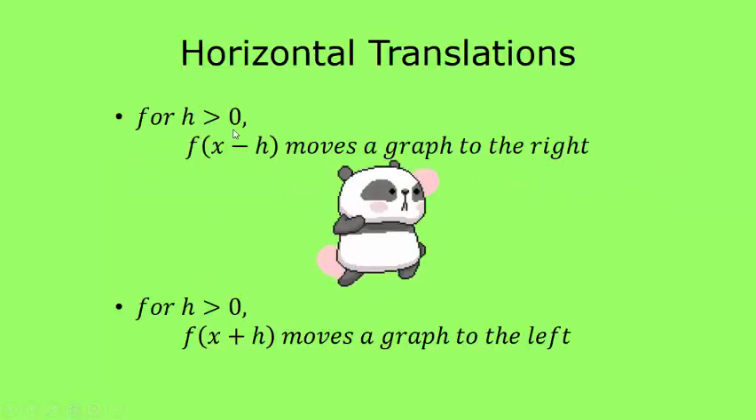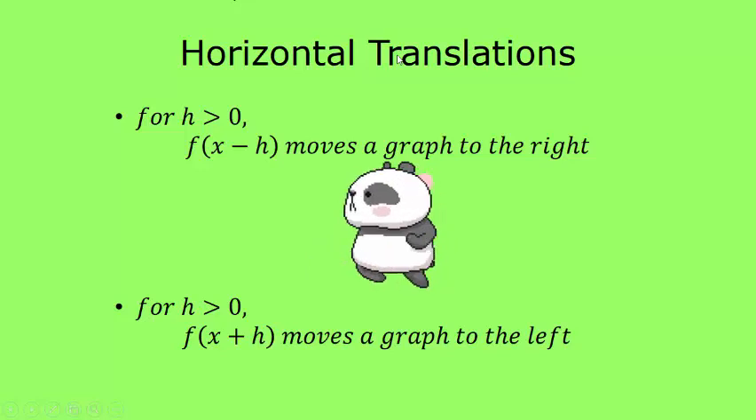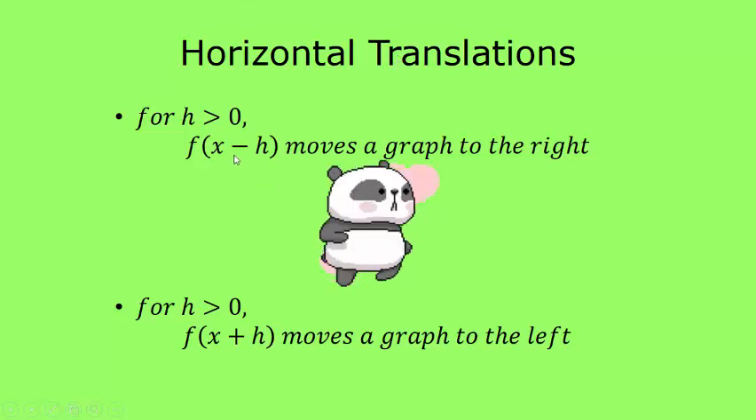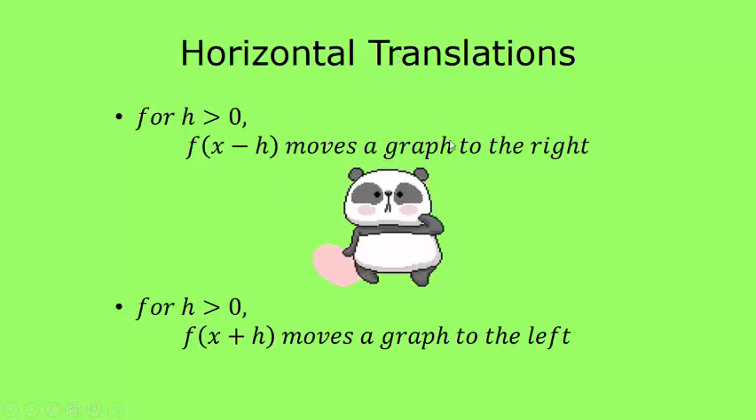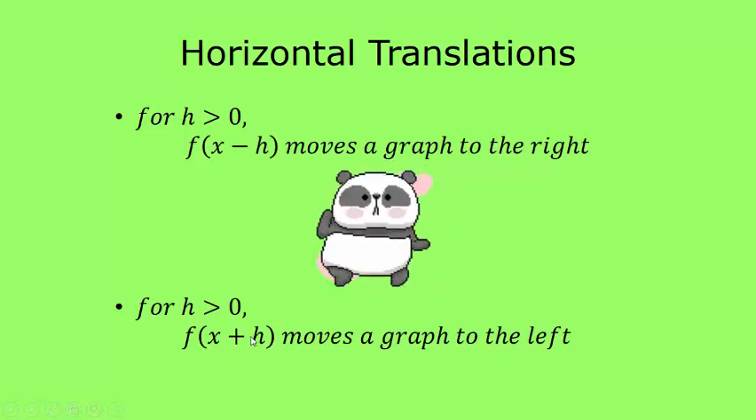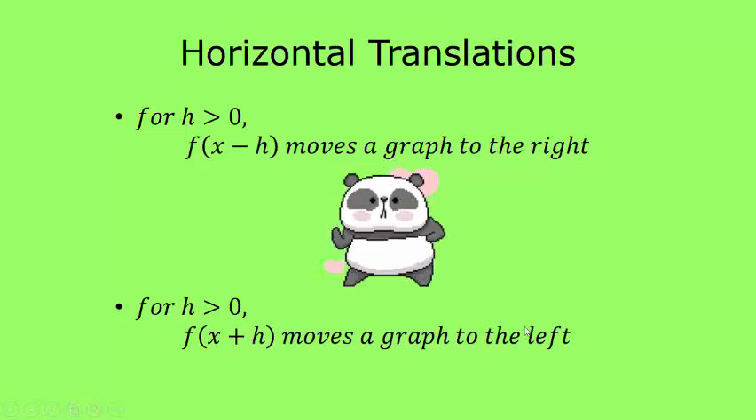So in this section, we have discussed transformations of parent graphs. We have discussed translations. So horizontal translations are somewhat counterintuitive. Subtracting a number from x then moves the graph to the right. Adding values to x moves the graph to the left, like this panda.